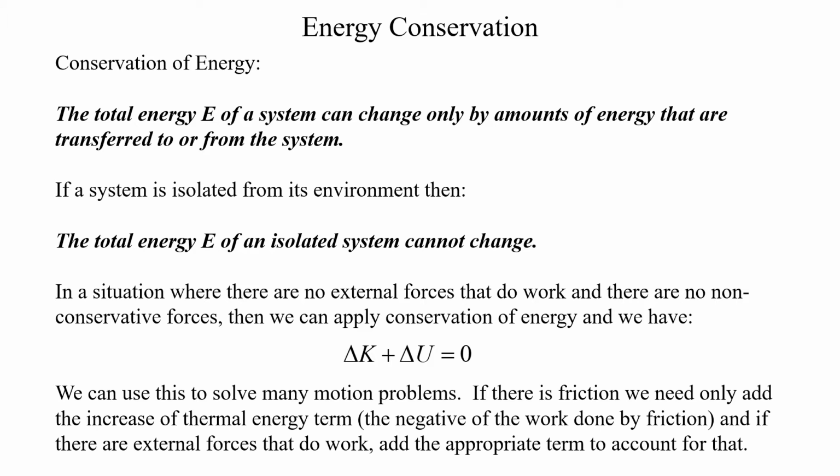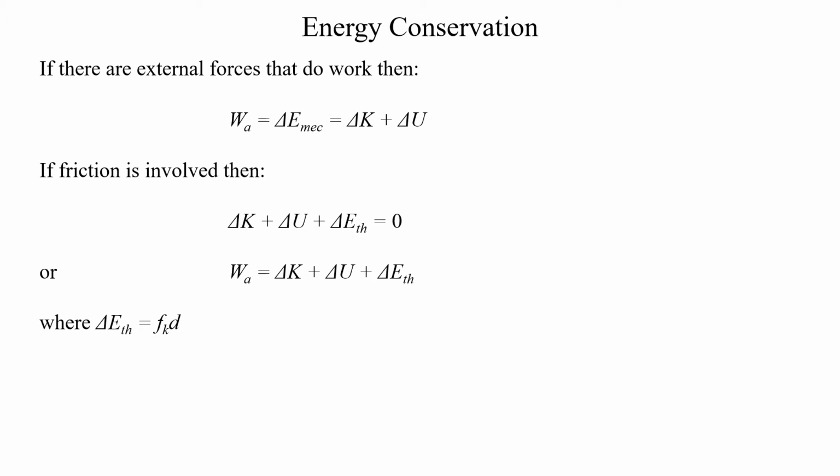So if there is friction, then we only need to add another term, which is the increase of thermal energy because of the work done by friction. And if there are external forces that do work, then we just add the appropriate term to account for that. So if there are external forces that do work, then the work done by the applied external force equals the change in the mechanical energy, which is delta K, the change in kinetic energy, plus delta U, the change in potential energy. If friction is involved, we just add a term for the increase in thermal energy because of the work done by friction.